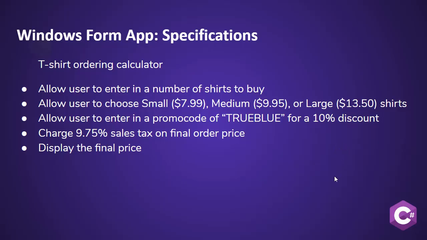Here are some specifications. We are going to build a t-shirt ordering calculator that allows the user to enter in a number of shirts to buy, allows the user to choose between small, medium, and large shirts, allows the user to enter in a promo code for a 10% discount. The application will add 9.75% sales tax on the final order price and display the final price. So we have 5 specifications here.